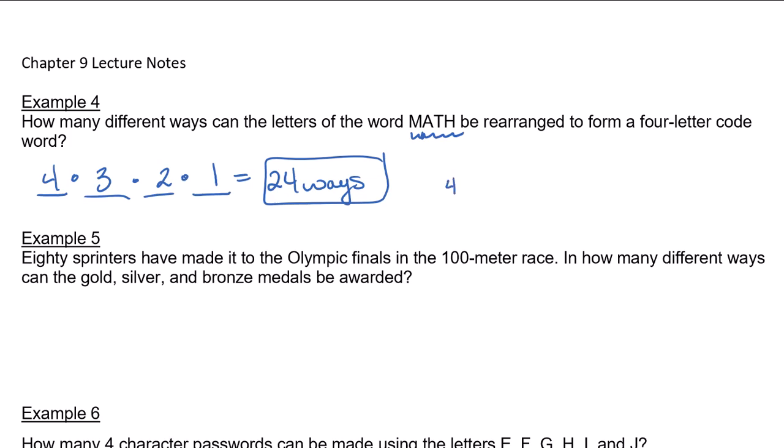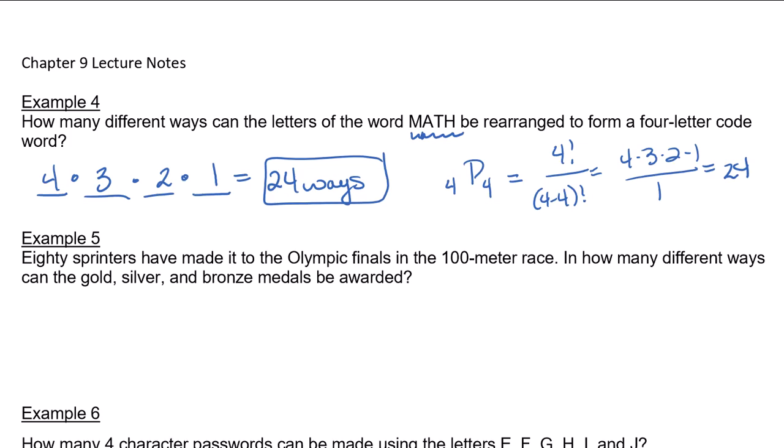Now, we could also use this as from 4 letters, we're picking 4. So using our formula, that would be 4 factorial over 4 minus 4 factorial. So this would be 4 times 3 times 2 times 1. And we do have a rule that 0 factorial is actually 1, giving us the 24. Either of those are valid ways to find an answer for that question.